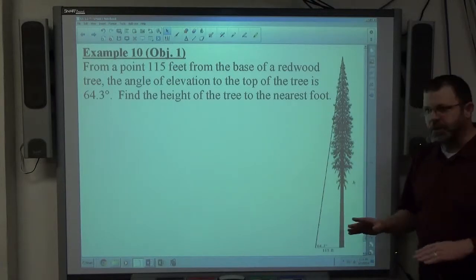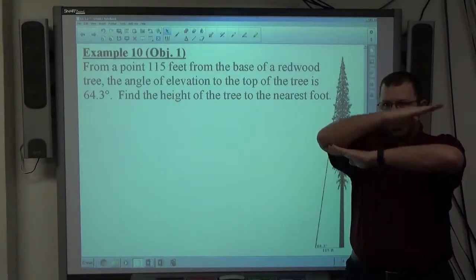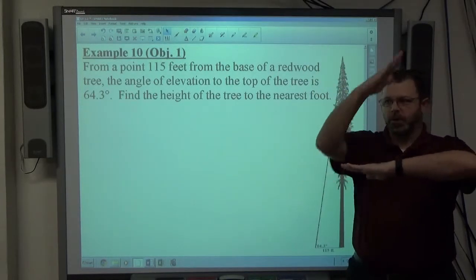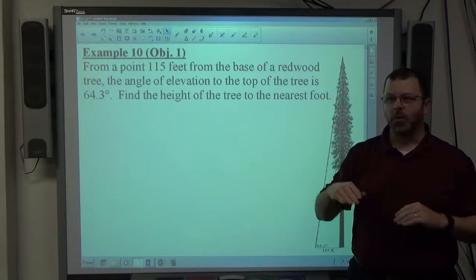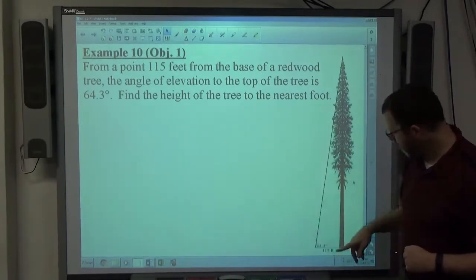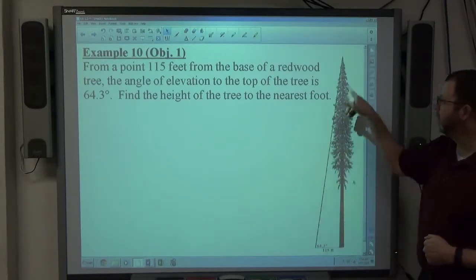So, anytime you hear about an angle of elevation, imagine the horizon, and you go above the horizon, the angle created by the ground and the looking up at something is angle of elevation. Where an angle of depression would be same thing, horizon, you look down. So when this is angle of elevation, 64.3 degrees, I mean the angle down here in the corner looking up to the top of the tree.